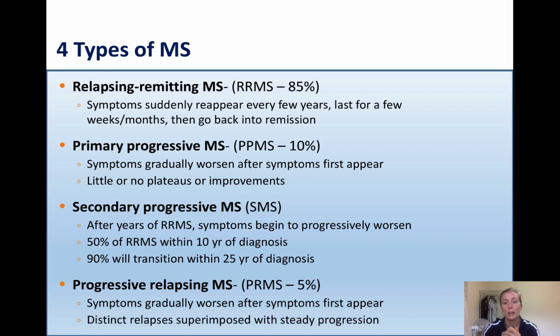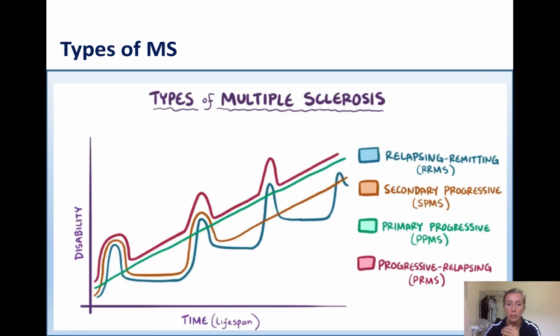Last one, just to quickly point out, is about 5% of cases, and this is what we call progressive relapsing MS. So symptoms gradually worsen after their first appearance, and there's distinct relapses, which are superimposed on this steady progression. And you might be able to see it clearer here.